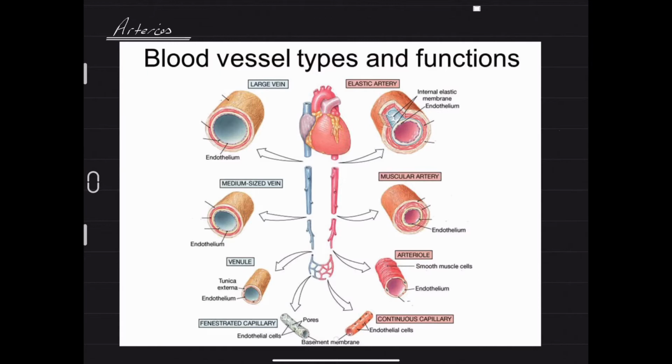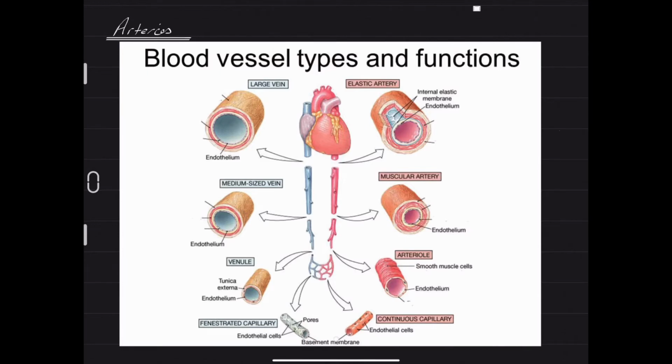Now, before we start and look at each type of blood vessel in detail, I'm going to give you an overview of the blood vessels, how they appear in the double circulatory system. So here you can see how arteries, veins and capillaries are arranged in our double circulation.